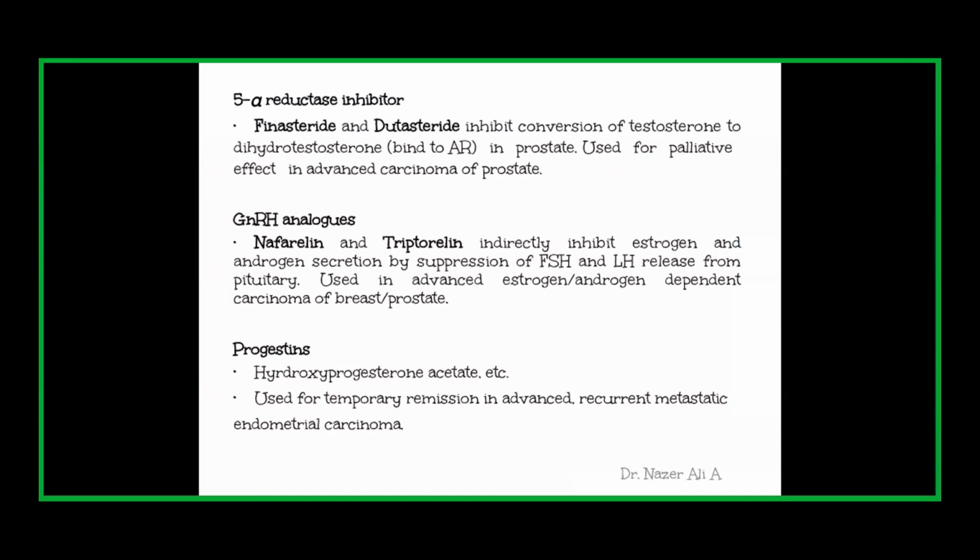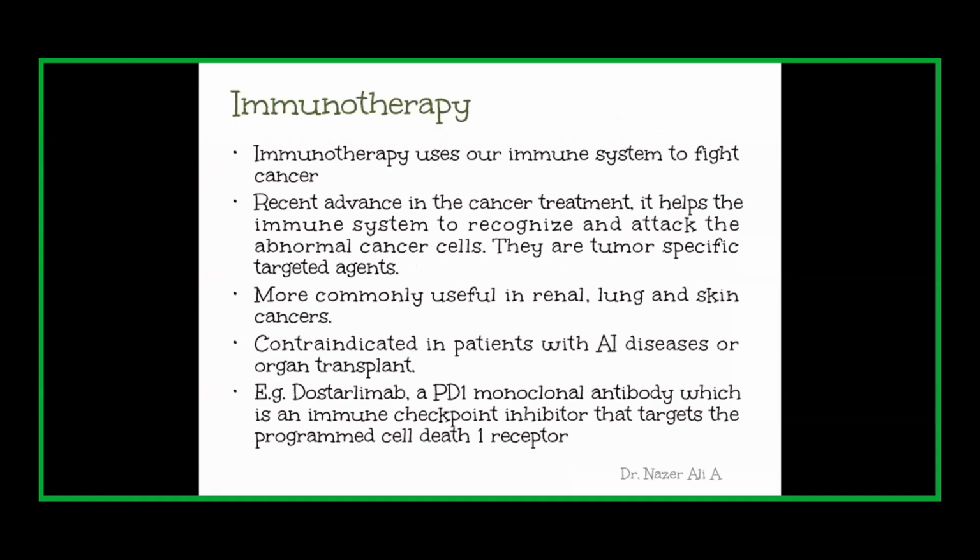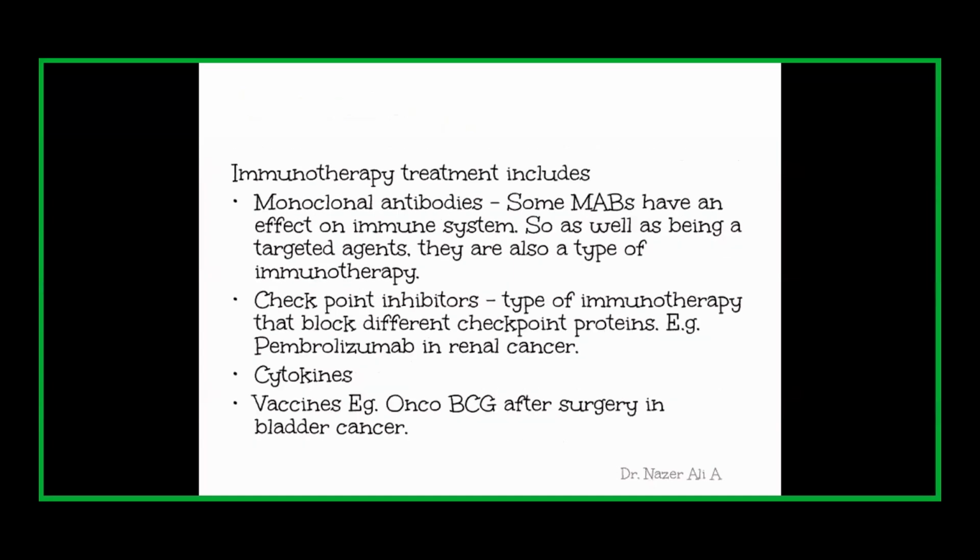Next, gonadotropin releasing hormone analogs. They indirectly inhibit estrogen and androgen secretion by suppressing the release of follicle stimulating hormone and luteinizing hormone from the pituitary gland. With that, we have completed the hormonal drugs. First is chemotherapy, cytotoxics, under which we have cytotoxic antineoplastics and targeted antineoplastics. We have discussed the various cytotoxic drugs and how they exert cytotoxic activity, and then we discussed various hormonal drugs.